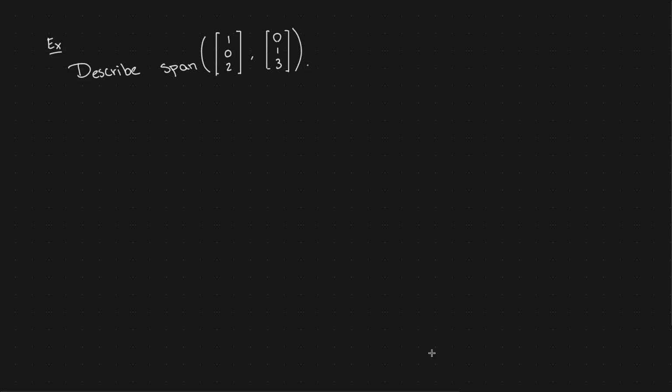Take a look at another one. Here, again, we want to describe the span of two 3-dimensional vectors. This one's 1, 0, 2, the other one's 0, 1, 3. So can we express one of these vectors as a linear combination of the other one, or vice versa? Well, in this case, no. And it's pretty easy to see if you just think about the zeros.